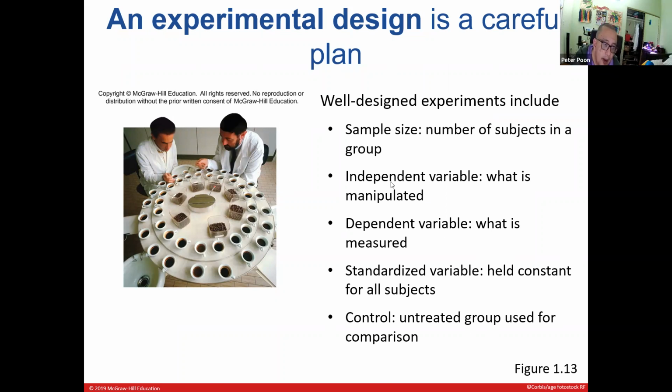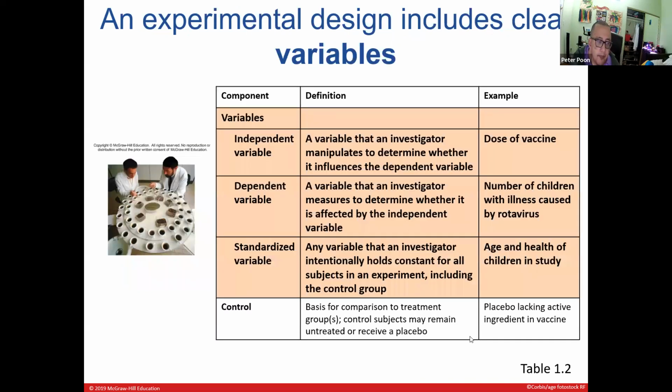And then you have to have two variables, the independent variable and the dependent variable. The independent variable is what's being manipulated, and the dependent variable is what's being measured. For example, in our case, the independent variable is the dose of vaccine. So the independent variable is a variable that the investigator manipulates to determine whether or not it influences the dependent variable. So you either get the vaccine or you don't.